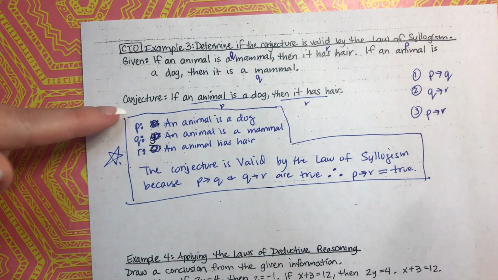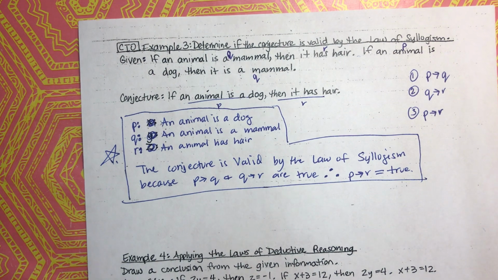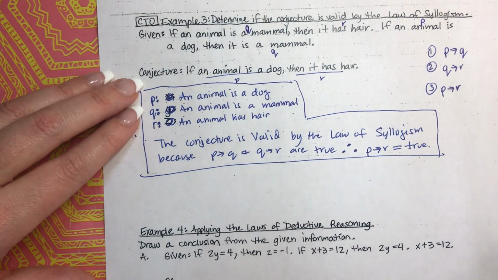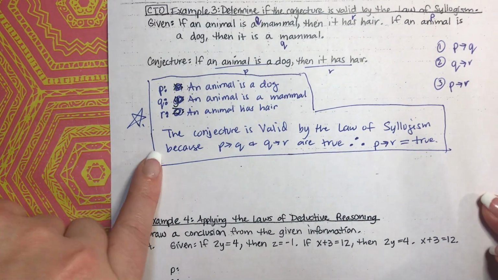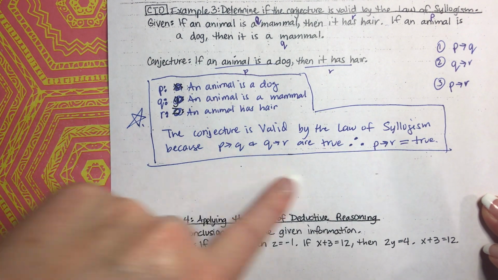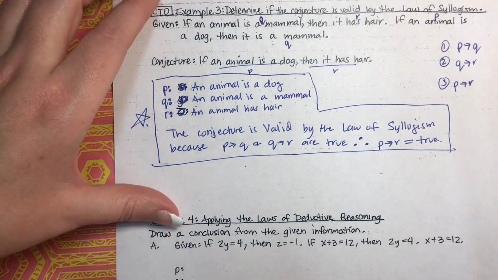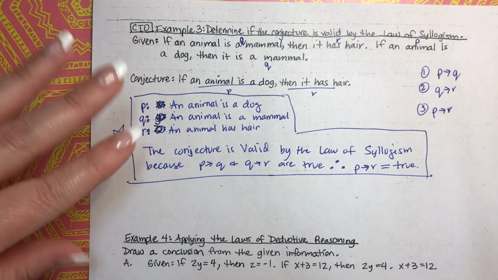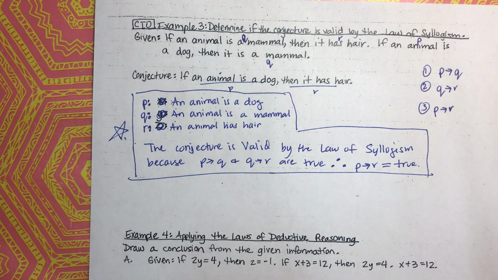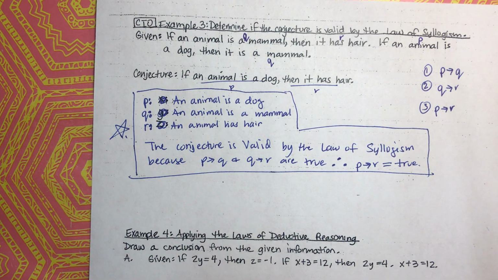So if you are missing any of this, you will not get full credit. So you have to define your terms and you have to write all of this. Yes, it's valid by the law of syllogism, and then you have to say why it's valid. All right, that is it. Make sure that you know that you can watch these videos multiple times. So if you forget the law of syllogism or the law of detachment, just go ahead and rewatch this video, and then hopefully that will quickly remind you of what the law of syllogism is.